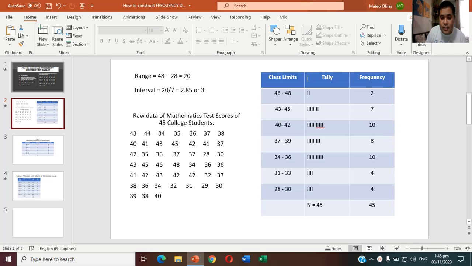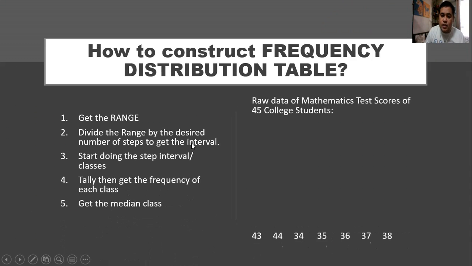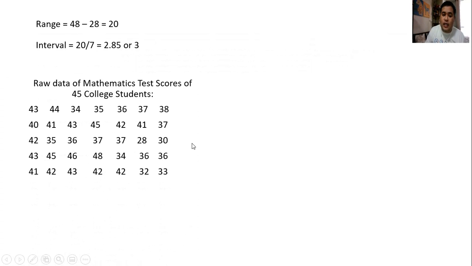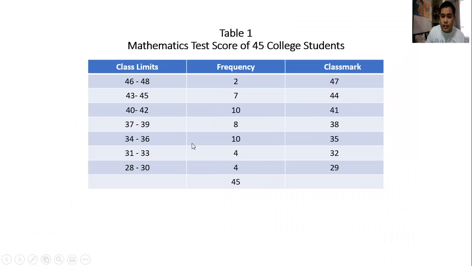So after tallying, and you were able to get the frequency of the distribution, what you need to do now is to present it in a very comprehensive and very clear manner. So it will become now, okay, this is the step that we discussed last time, and we have created the frequency distribution table.